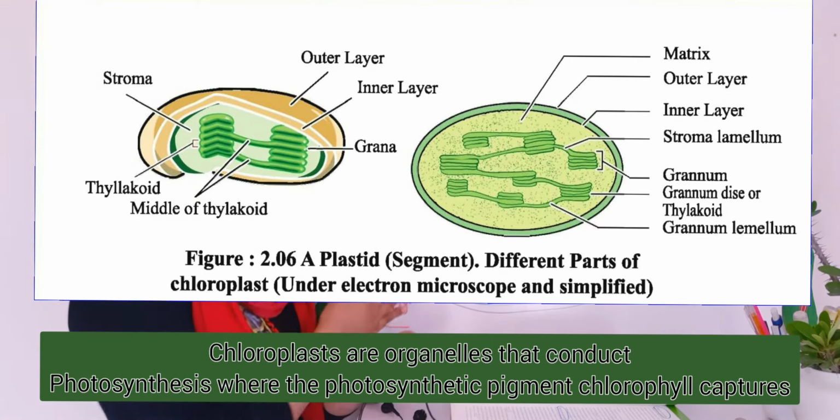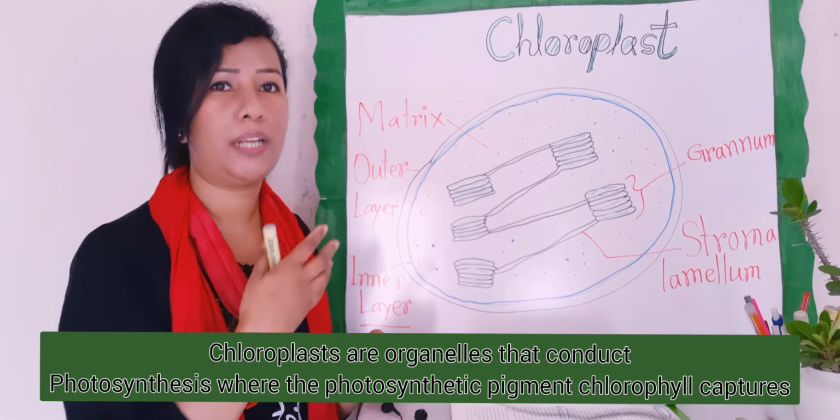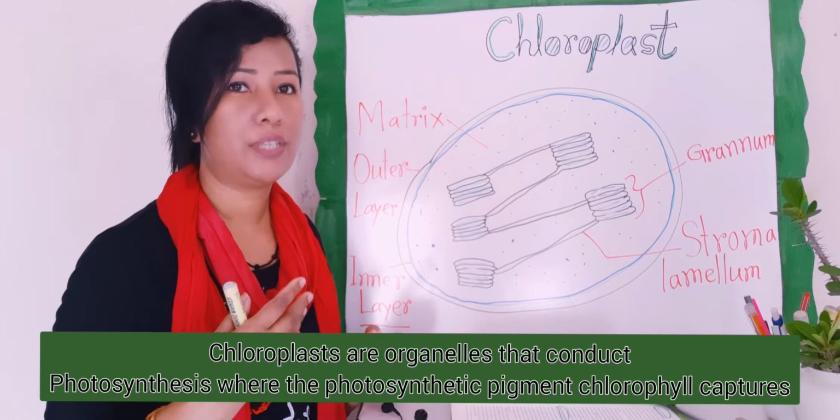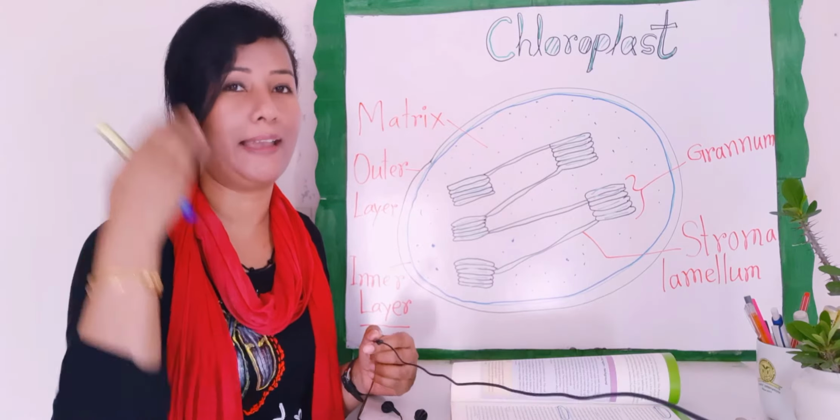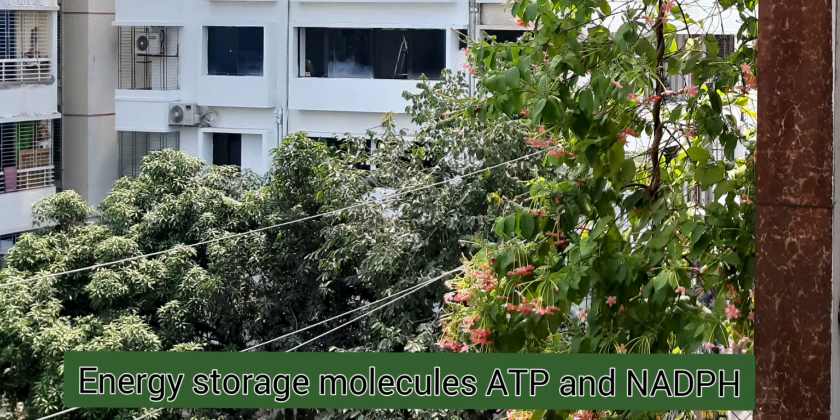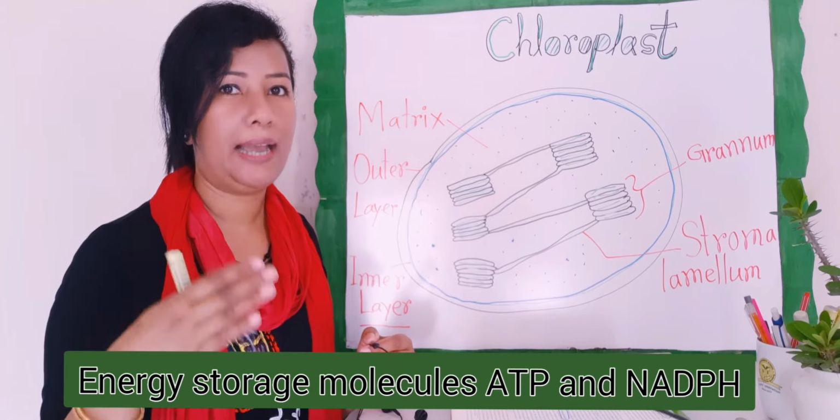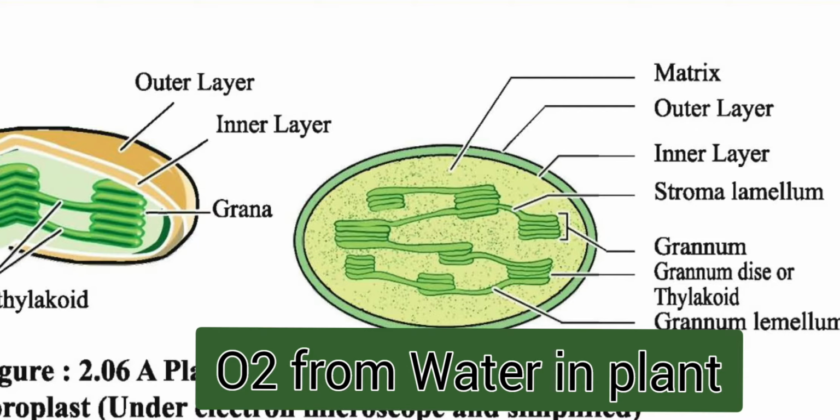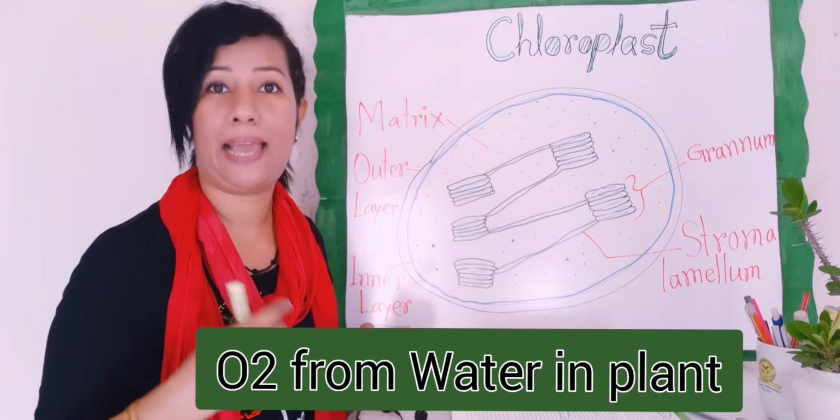They conduct photosynthesis, where the photosynthetic pigment chlorophyll captures the energy from sunlight. Then it converts it and stores it in the energy storage molecules, ATP and NADPH. What is it? ATP and NADPH. While freeing the oxygen. Oxygen from where? Oxygen from water in plants.